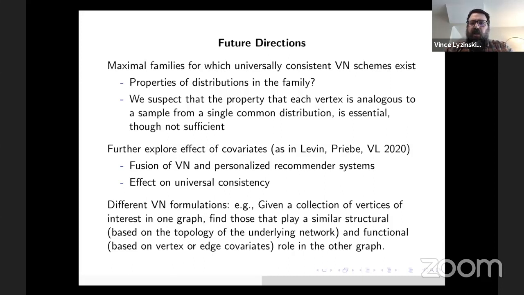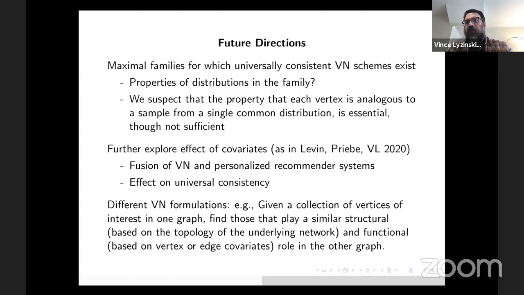And we suspect that there's a property analogous to the graph sample coming from a single common distribution. So you can think of these as being graphs coming from something like a graphon, where the vertices can be thought of in a streaming fashion with a common probabilistic mechanism for how they connect to the rest of the network. We suspect this is essential, but it's not enough. We have examples in this setting where we still fail. And we've been working recently on exploring covariates in this setting.